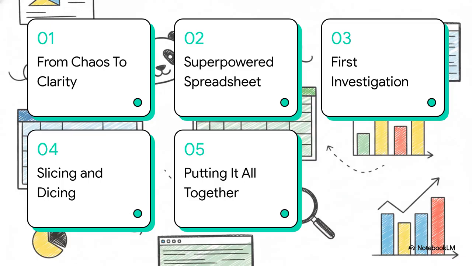So here's our game plan for this explainer. First, we're going to bring some order to that chaos. Then, we'll get to know our main tool, what I like to call the super-powered spreadsheet. After that, we'll jump into our very first investigation, learn how to ask really specific questions, and finally, see how to pull all the different pieces together.